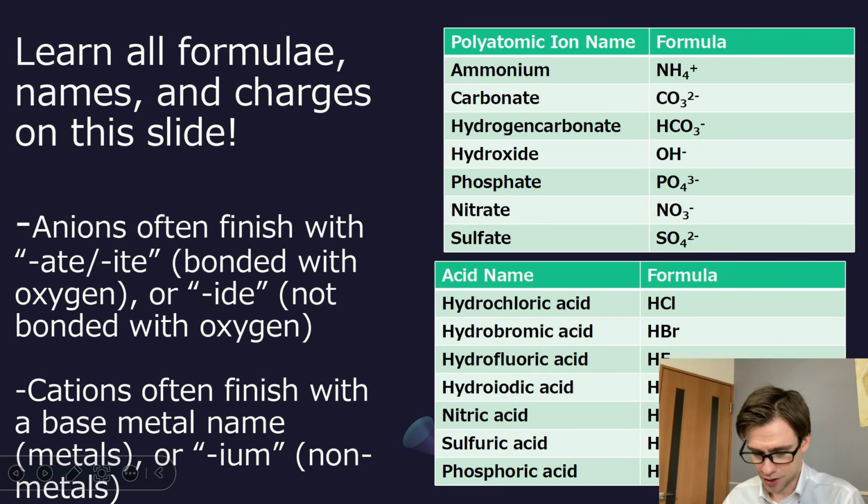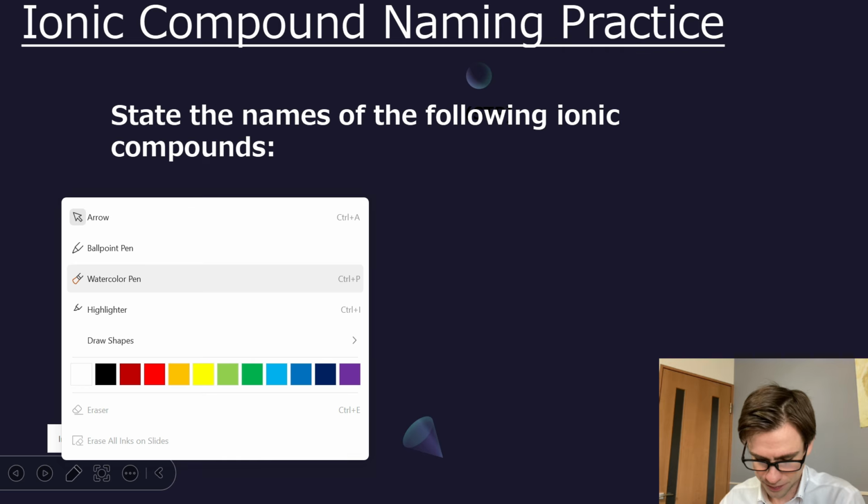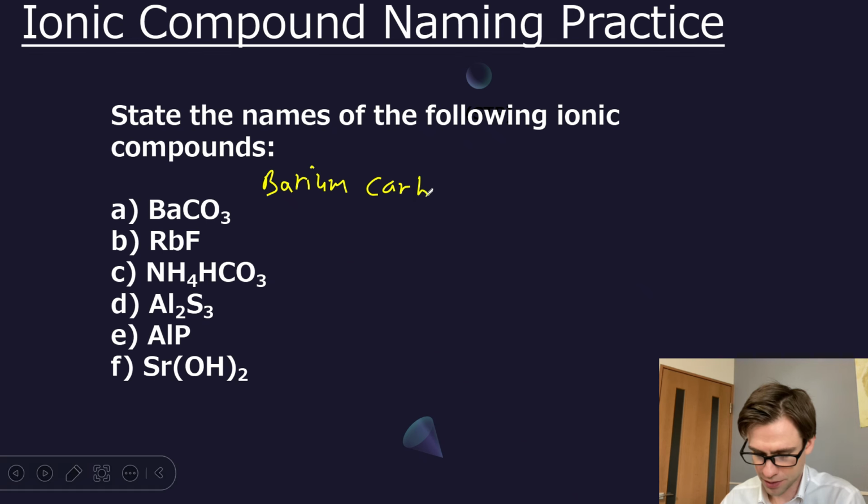Okay, moving on. Naming practice. State the names of the following ionic compounds. A, BaCO3. Alright, so you're going to need to either remember some of those polyatomic names from the previous slide, or go check it. If you need to check it, that's fine. So A here, we're going to have barium, that name doesn't change. Carbonate, CO3 2-.